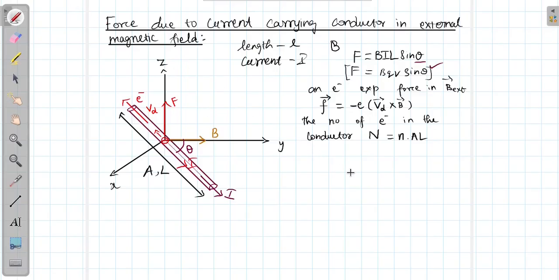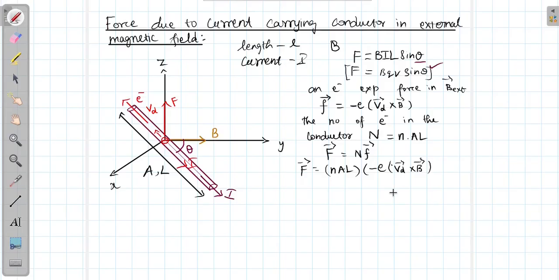Now we'll go for the actual derivation. Therefore, the total force acting on the conductor is equal to N times f. Is it okay? Yes, sir. Now insert the values of capital N and small f. So the force vector becomes n A L times minus e Vd vector cross B vector.